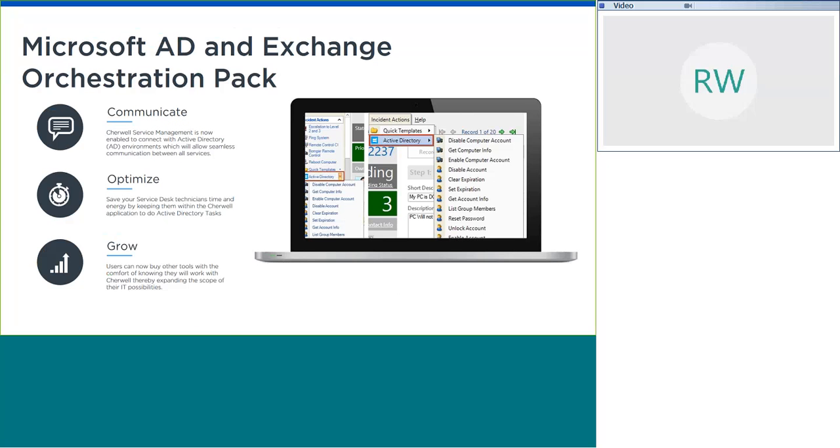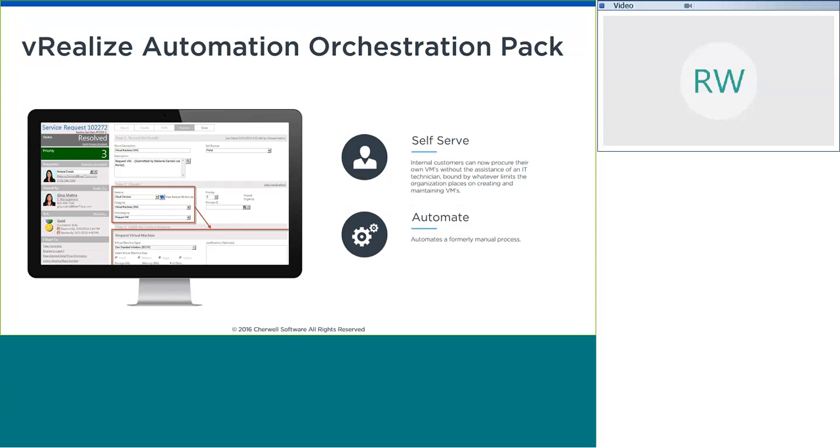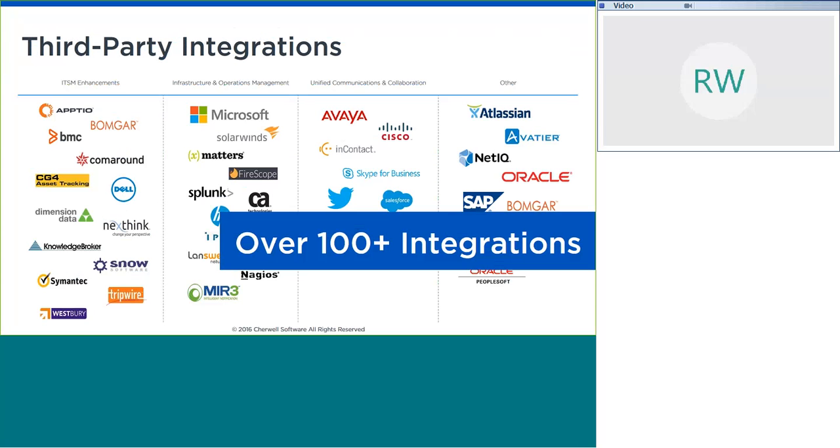And let's see. These are those orchestration packs we talked about for Active Directory, Exchange, and then there's Azure, vRealize Now, and Azure's coming out soon in the next release. And we've got over 100 integrations that we have done with all various products. A couple of the interesting ones.